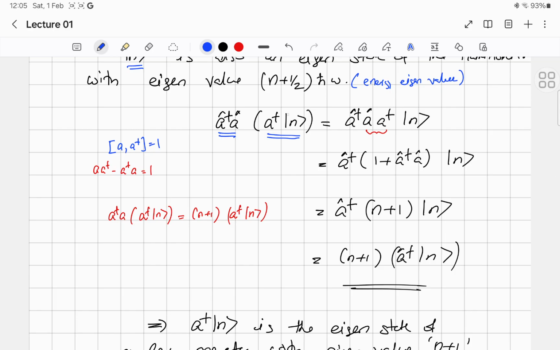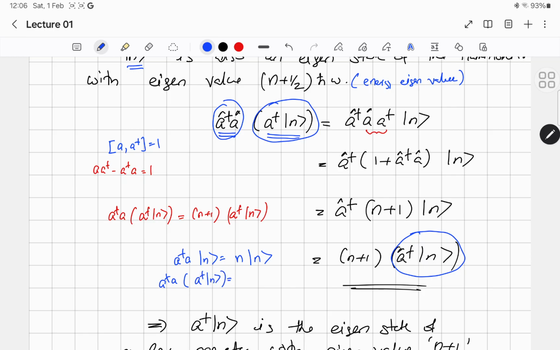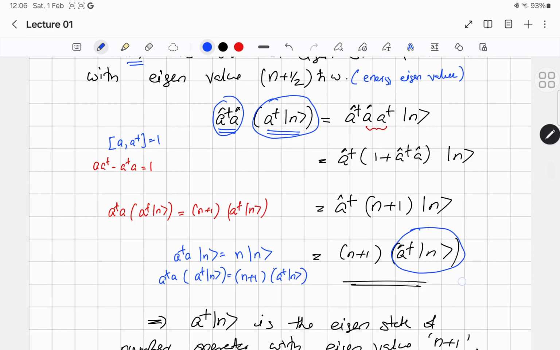The final result is that a dagger ket n is on the left side and a dagger ket n is on the right side. So the vector a dagger ket n is not changed by the action of the a dagger a operator. That means a dagger ket n is also an eigenstate of the a dagger a operator, but the corresponding eigenvalue is n plus 1. Now if you look at this, a dagger a acting on ket n gives n ket n, and a dagger a acting on a dagger ket n gives n plus 1 times a dagger ket n.